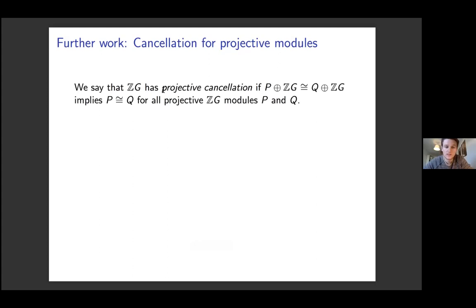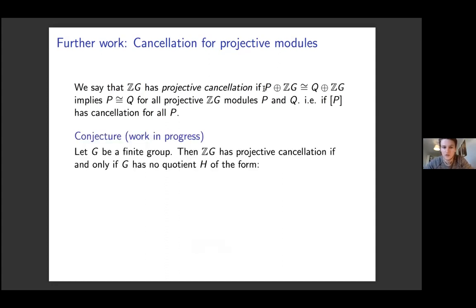So you can say that ZG has projective cancellation if you can always cancel off a free module, in general. I.e., if the class of P has cancellation for all projective modules P. This has been open since the 1960s. I think Swan worked on it a lot between the 60s and 80s and got partially far, but not quite the whole way.